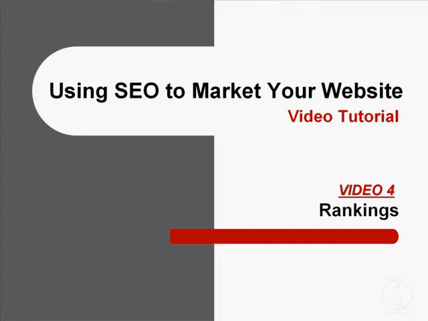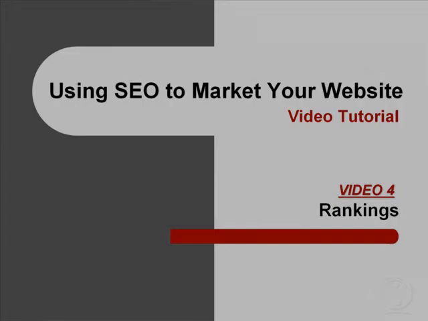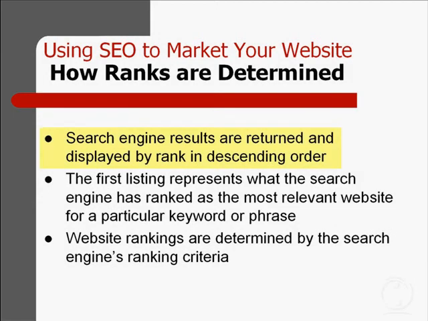In the last video, we established that a ranking is a value assigned by the search engine that represents how relevant a web page is to what a user is searching for. After an engine retrieves the results of a search query, it displays the returned listings in order of rank. So the first or highest ranked listing represents what the search engine determines to be the most relevant listing for that particular search string. Such rankings are determined by the search engine's ranking criteria.